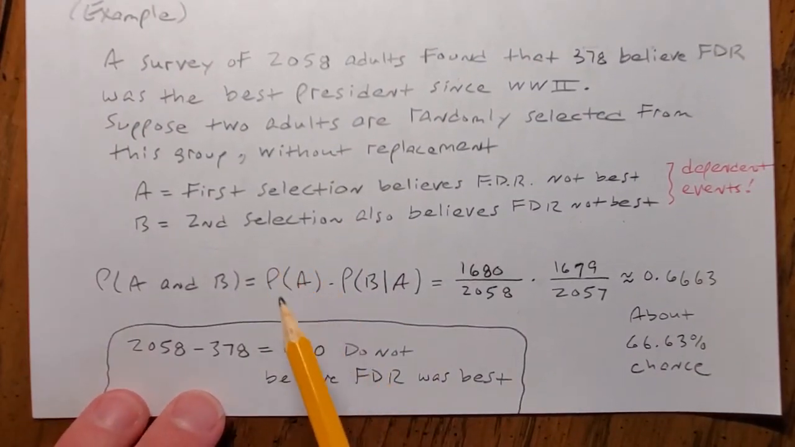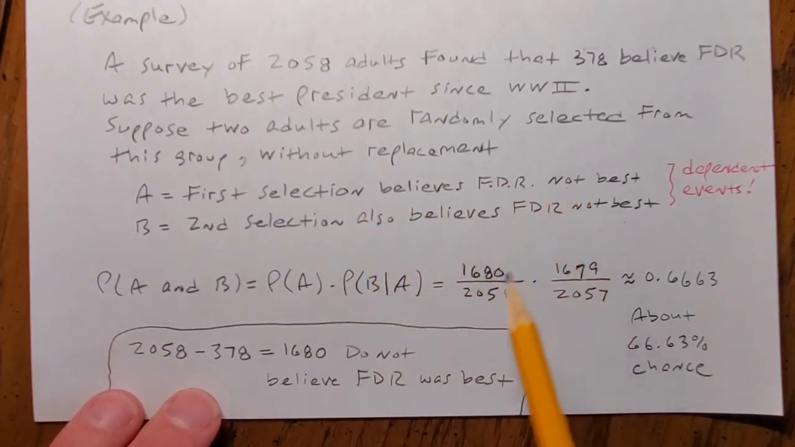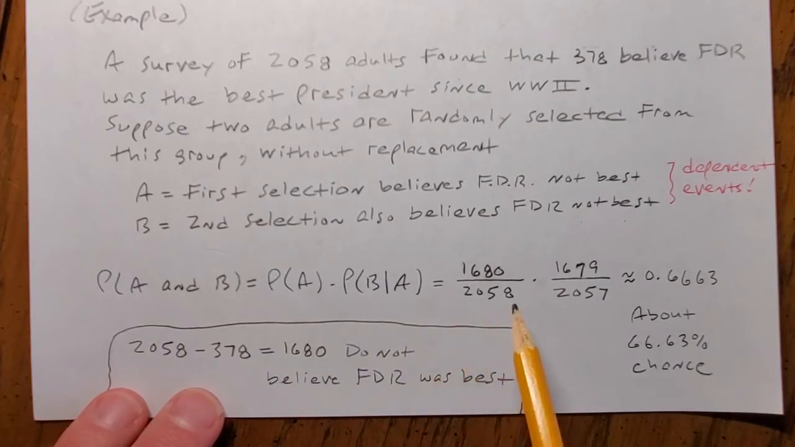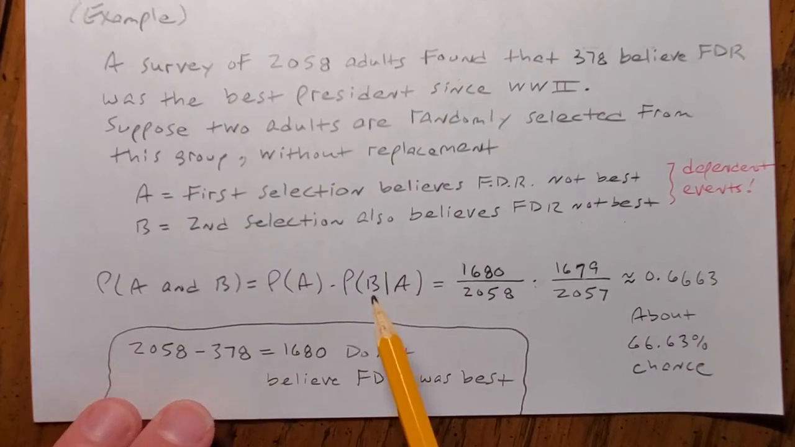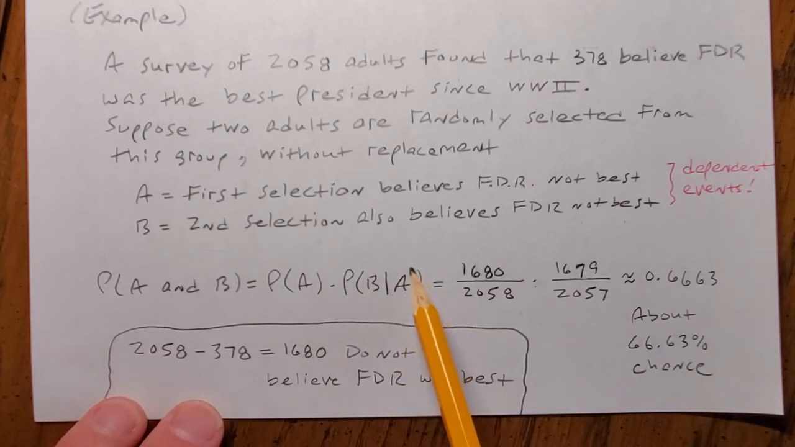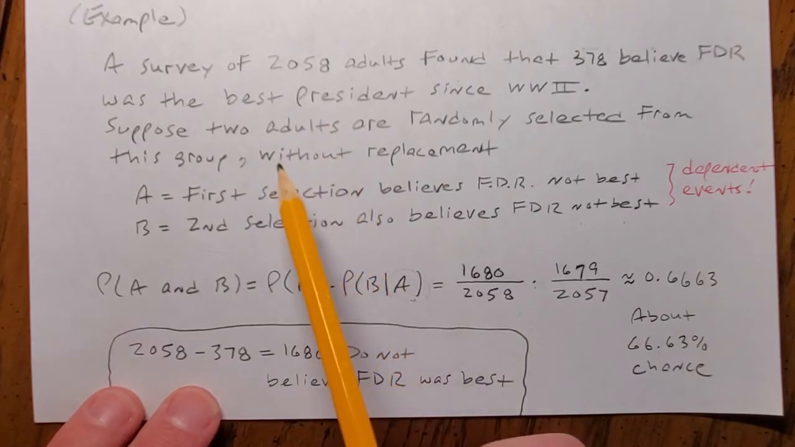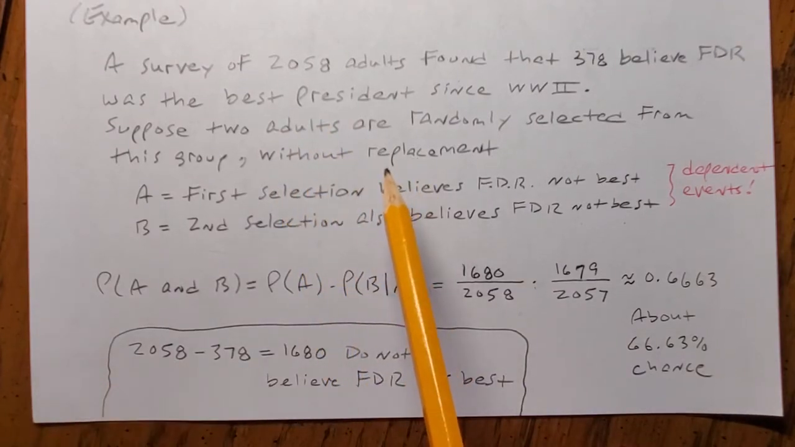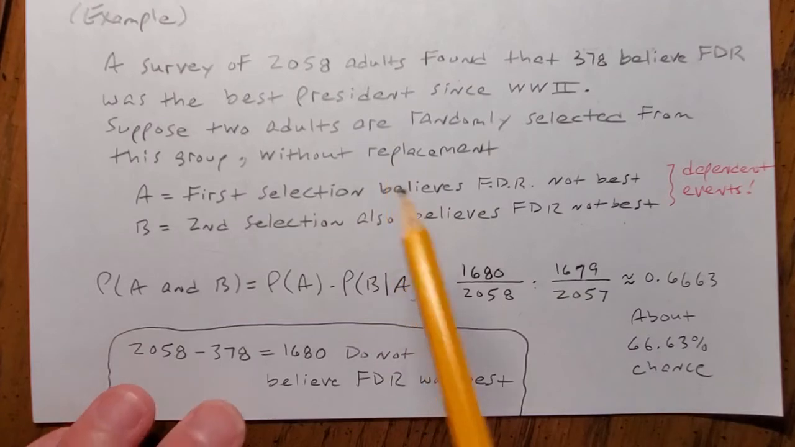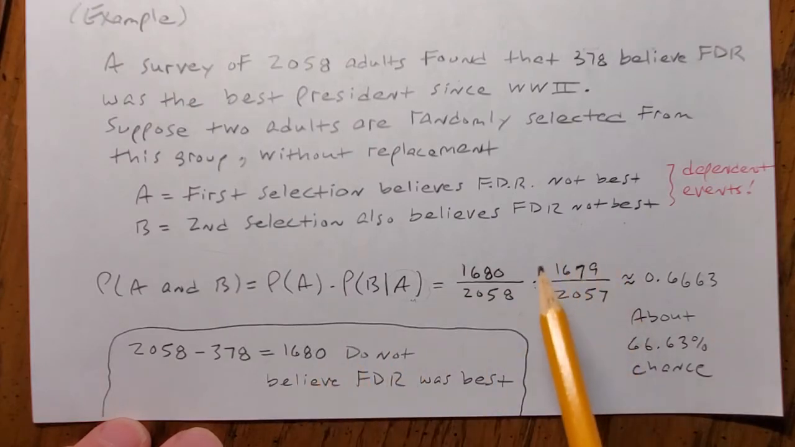So the odds of that first selection, that first person you select not believing FDR was the best, is 1680 out of 2058. Okay, then times, what are the odds the second person doesn't think FDR was the best president, given that the first person didn't? Well, if the first person did not believe FDR was the best, and you selected them the first time and then took them out of the group for the second selection, now there's only 1679 people who don't think FDR was the best president, right?